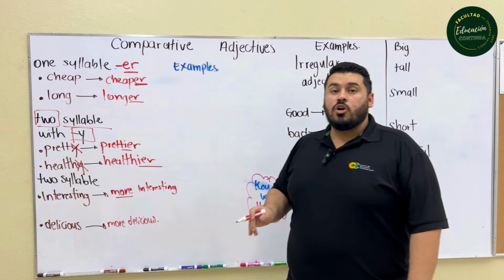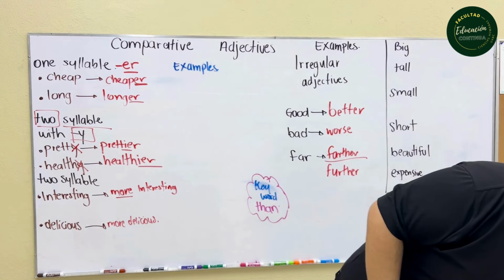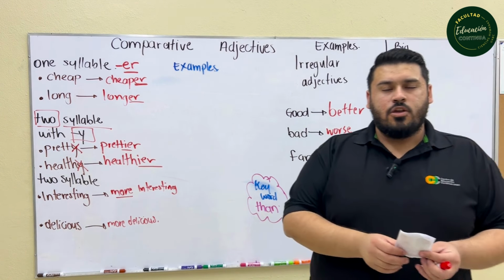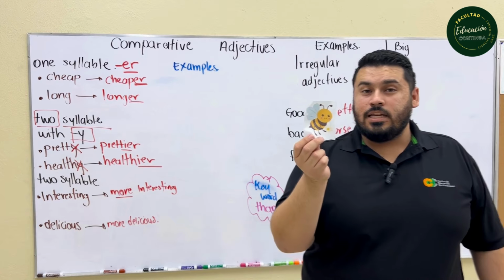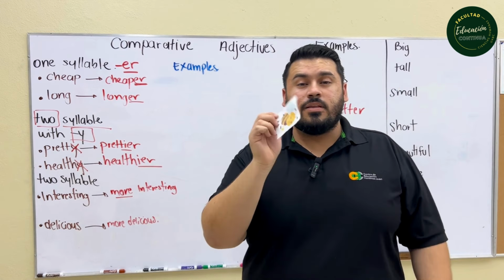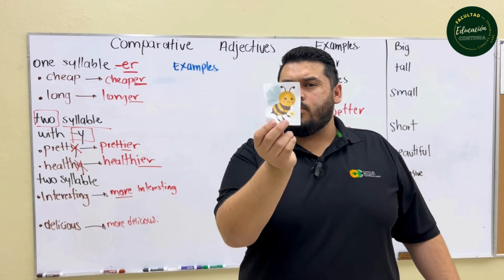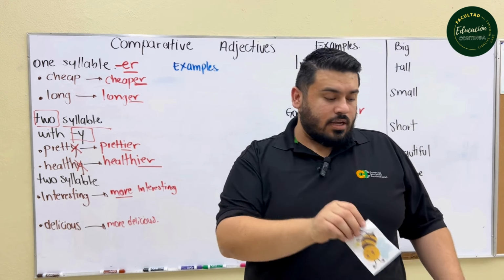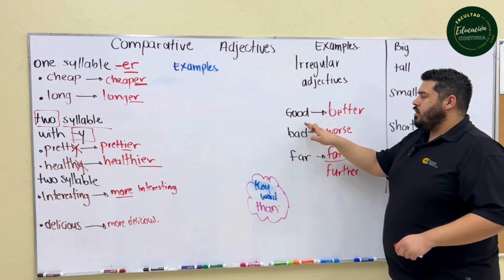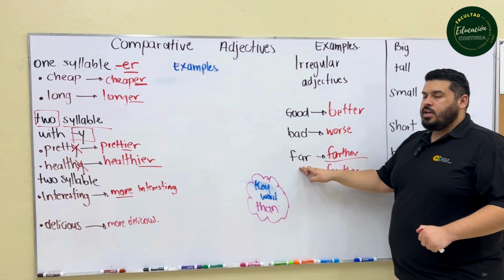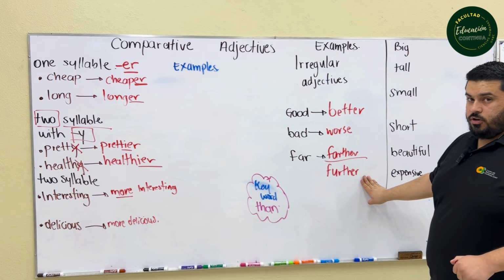Okay, time out. In this part, you have to write down what animal do we have here. Tell me, write in the comments, what animal do you see? What animal is it? Write it down in the comments, okay? Now, we're going to continue. Good, bad, far, change to better, worse, farther or further.